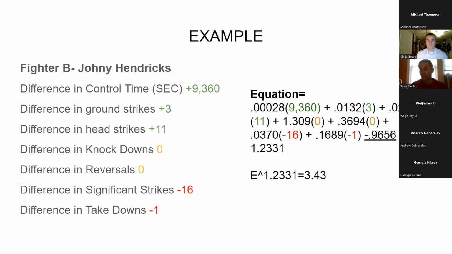If we take the base of the natural logarithms e, raise it to the 1.2331 power, we get 3.43. So what this is saying is that in a situation where a fighter has these differences over their opponents, 9360 difference in control time, 3 difference in ground strikes, etc., the fighter with these differences is generally going to be 3.43 times as likely to win the match as the other fighter.